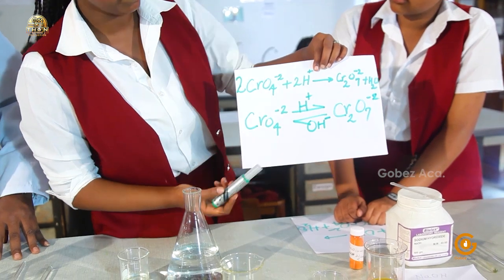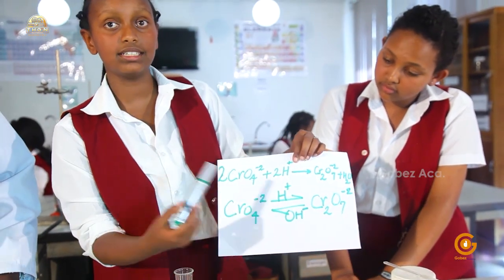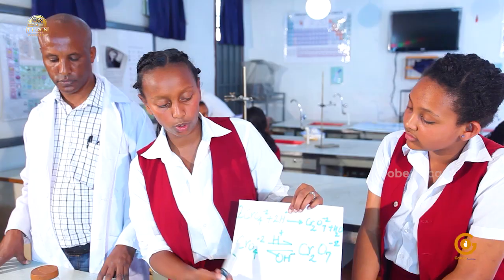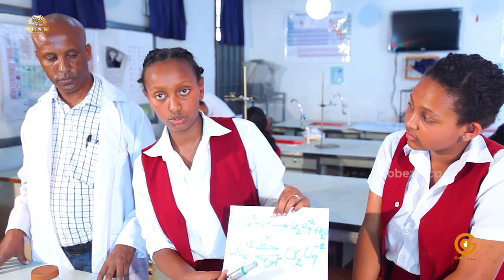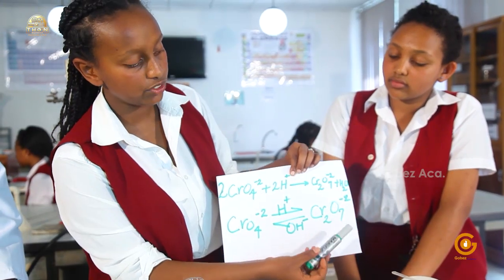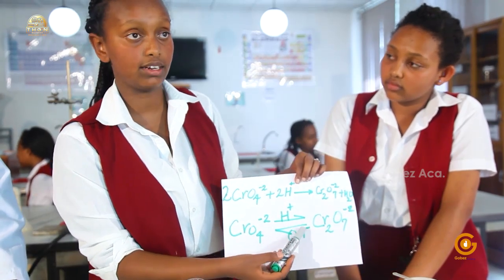To explain again, when I have a chromate and want to change it into dichromate, it is a reversible reaction. It is changed from chromate to dichromate by the use of an acid which has a hydrogen ion in it, and is changed from dichromate to chromate by the use of a base which has hydroxide ion in it.